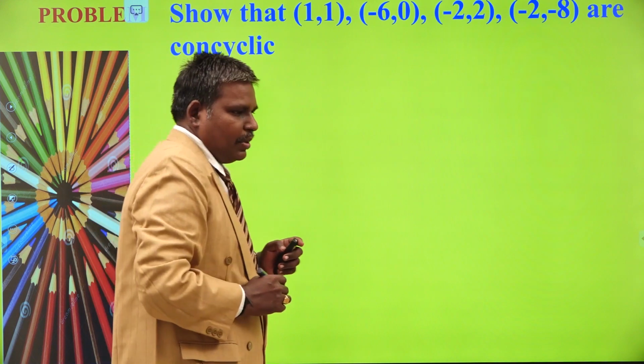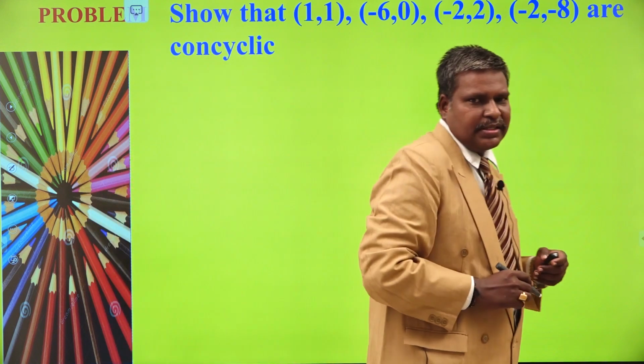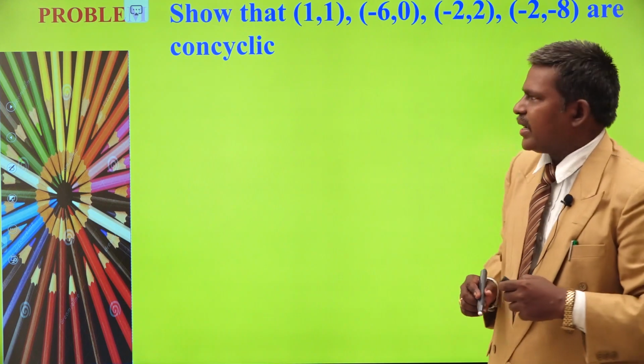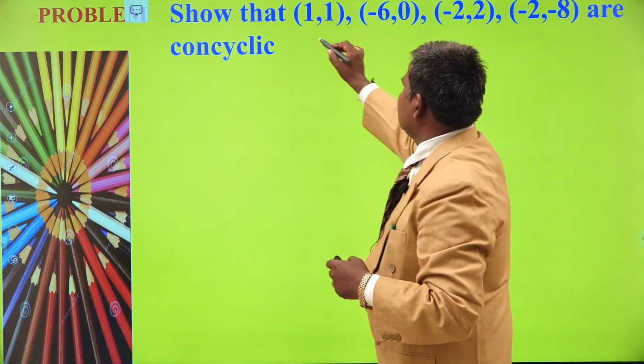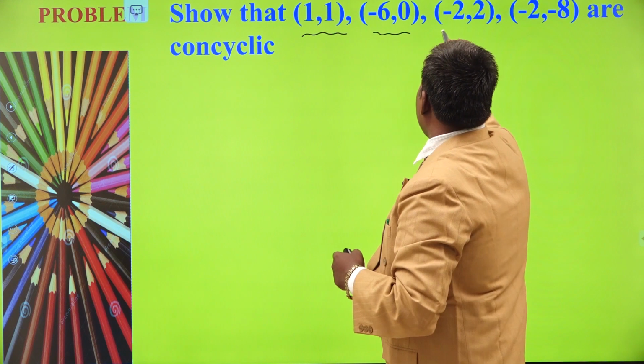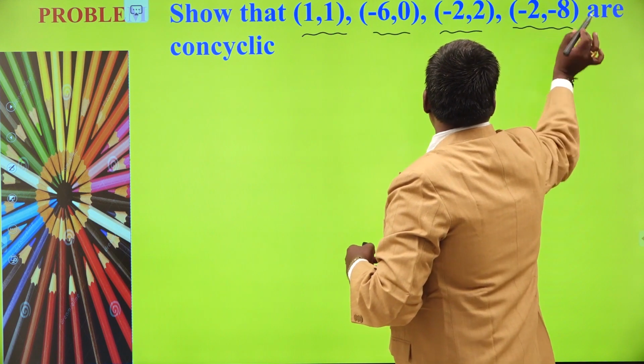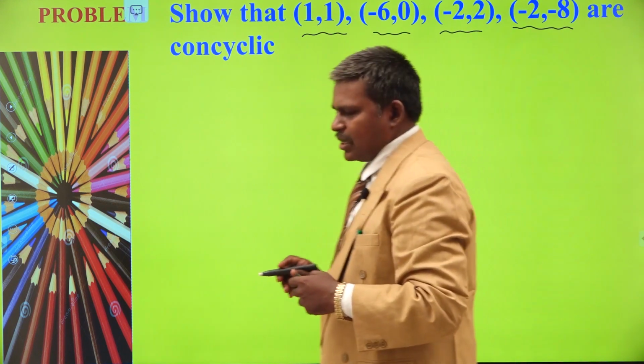See this problem related to concyclic points. This is also a very important model related to IPE. Show that (1, 1), (-6, 0), (-2, 2), (-2, -8) are concyclic.